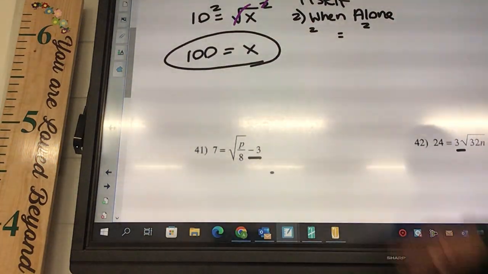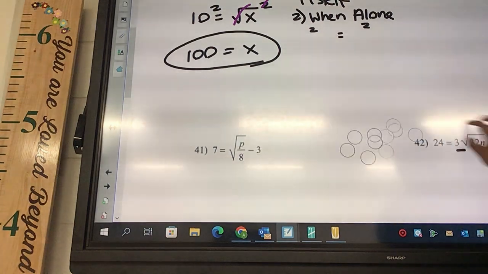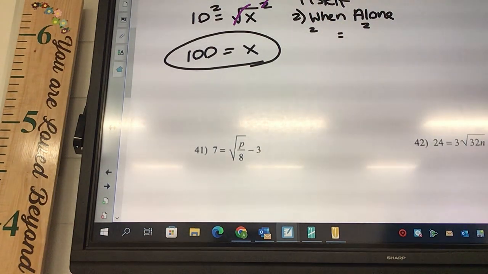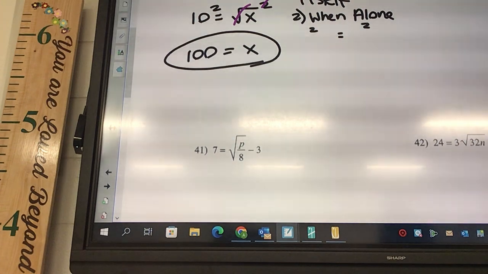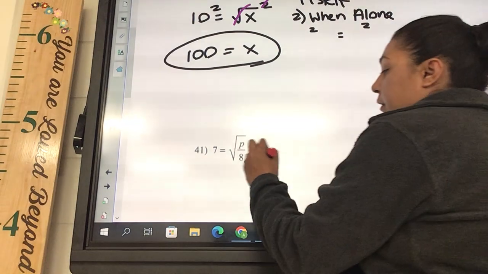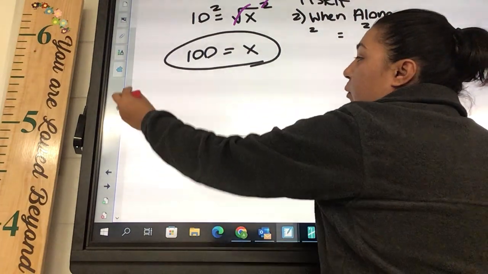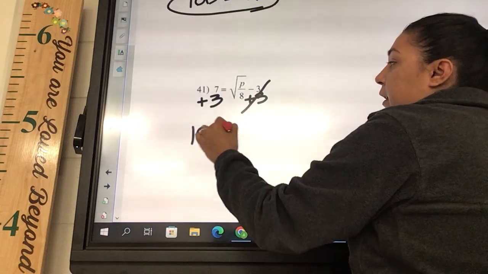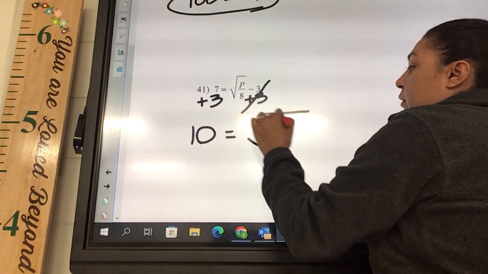Okay, so look at 41. What needs moved first? What's by the square root? -3. How do I move a -3? +3, +3. What is 7 plus 3? 10 equals square root of p over 8.